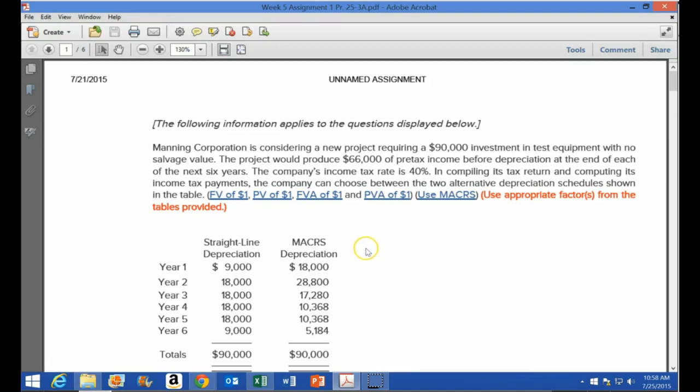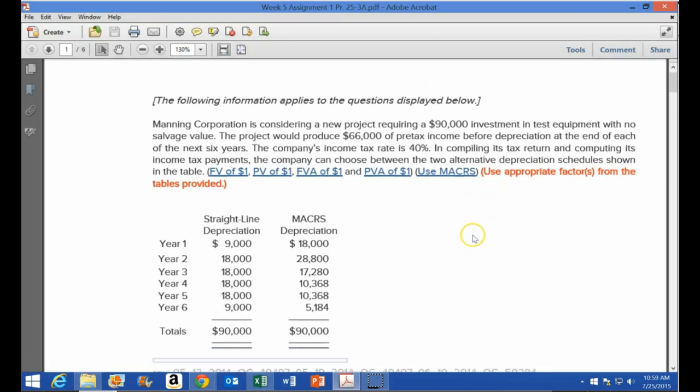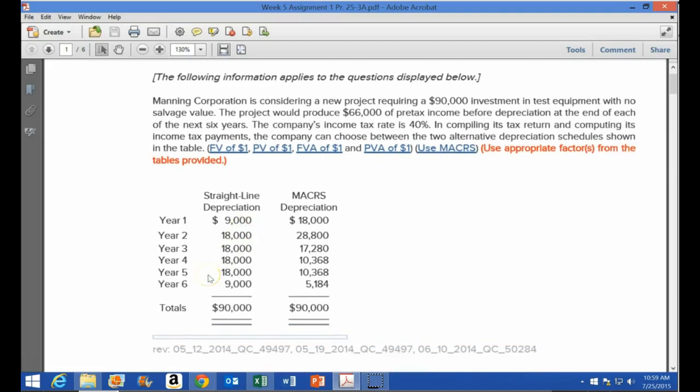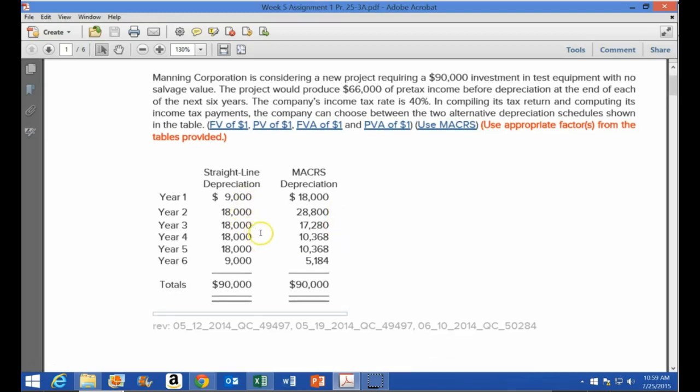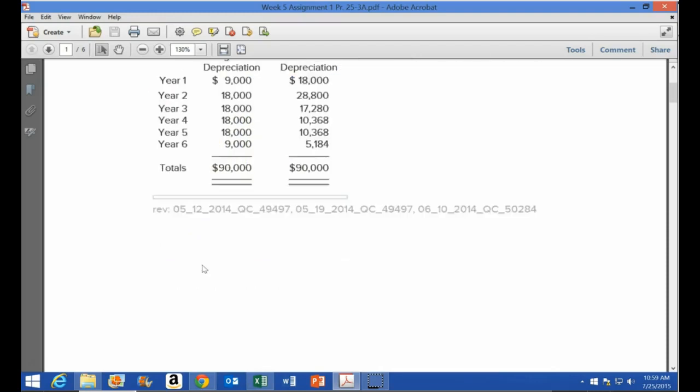In compiling its tax return and computing its income tax payments, the company can choose between two alternative depreciation schedules. What we have here is the straight line method and the maker's method, a kind of double declining method for depreciation on taxes. So you can see the differences in the depreciation. This indicates the allocation of the cost of the machine, the $90,000, over this 5-year period. You can see that the maker's is more front-loaded, meaning we're expensing more of it in the first years, and the straight line is more even, where we depreciate more evenly throughout the years.